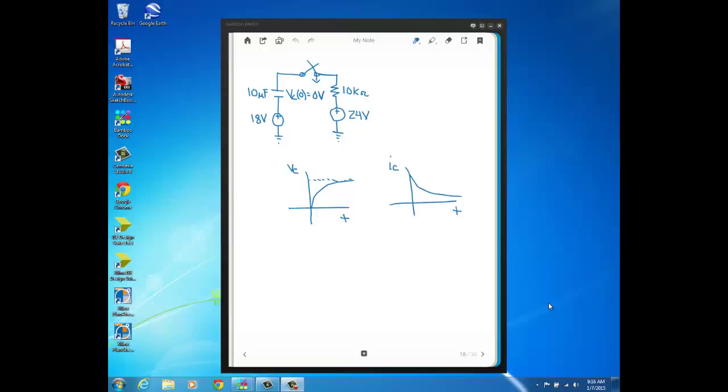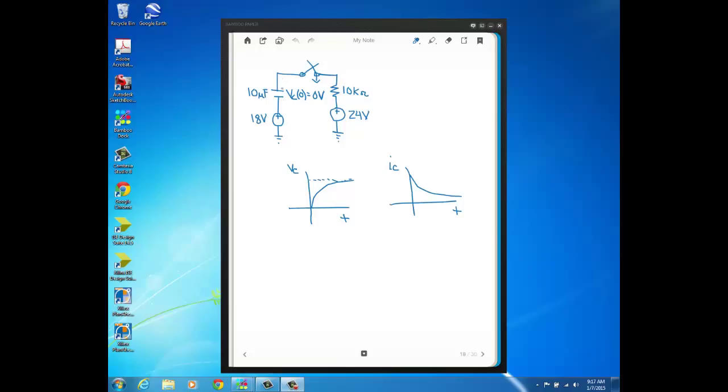Here's another example involving first order circuits where we have a couple of voltage sources, along with this 10 microfarad capacitor, which initially has no stored energy since its initial voltage is 0, and a 10K resistor. So before the switch is closed at t equal to 0, there's no current flowing in this circuit, but then once the switch is closed, it connects the circuit together.